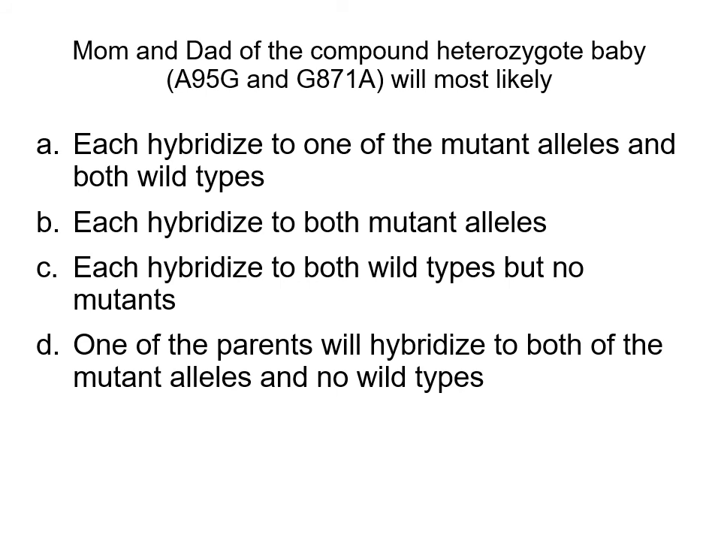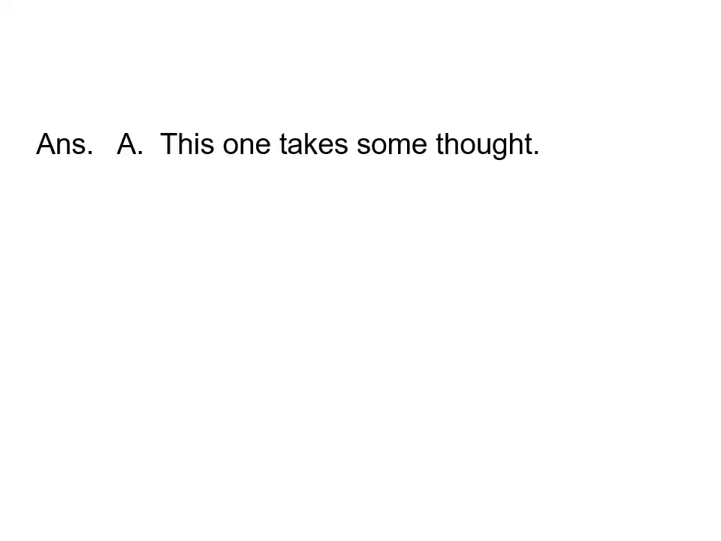Okay, mom and dad of the compound heterozygote baby will most likely each hybridize to one of the mutant alleles and both wild-type alleles, each hybridize to both mutant alleles, each hybridize to both wild types but no mutants. One of the parents will hybridize to both of the mutant alleles and no wild-type alleles. Well, I think the answer is A. They will each hybridize to one of the mutant alleles, but they will also, on their other chromosome, have wild types. Yes, this one takes some thought.